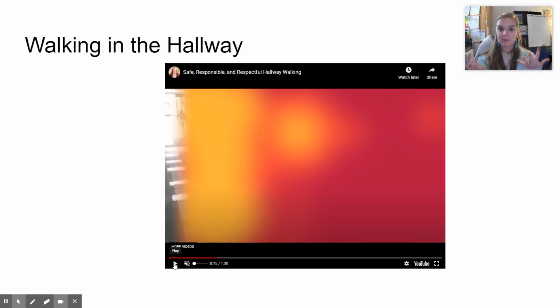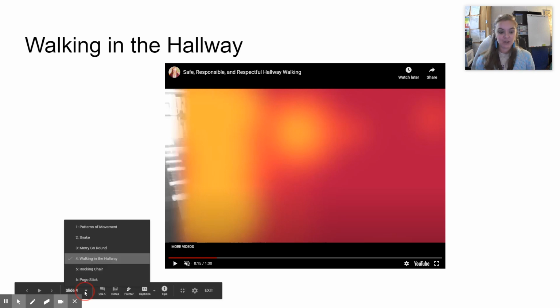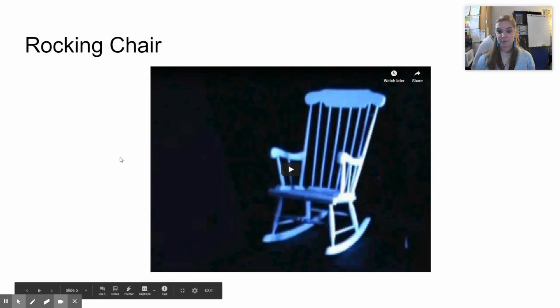So I want you to tell me something else that moves in a straight line. One thing that I think of is a car a lot of times drives in a straight line. Every once in a while they turn, but we drive in a straight line. So a car moves in a straight line. Okay, let's look at our next pattern of movement.